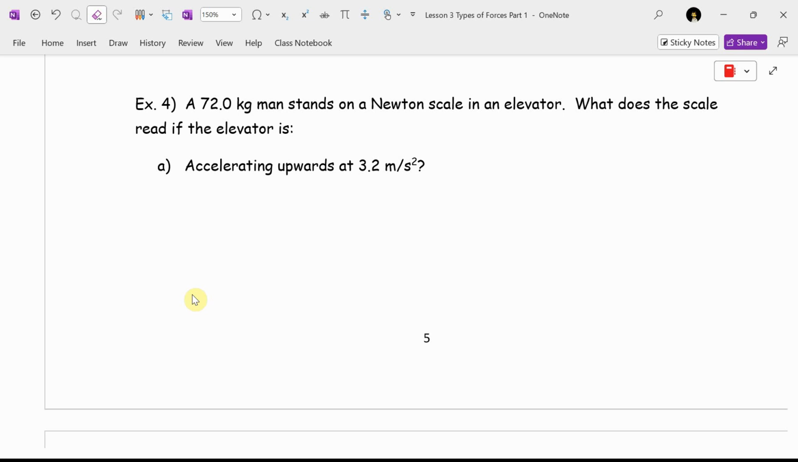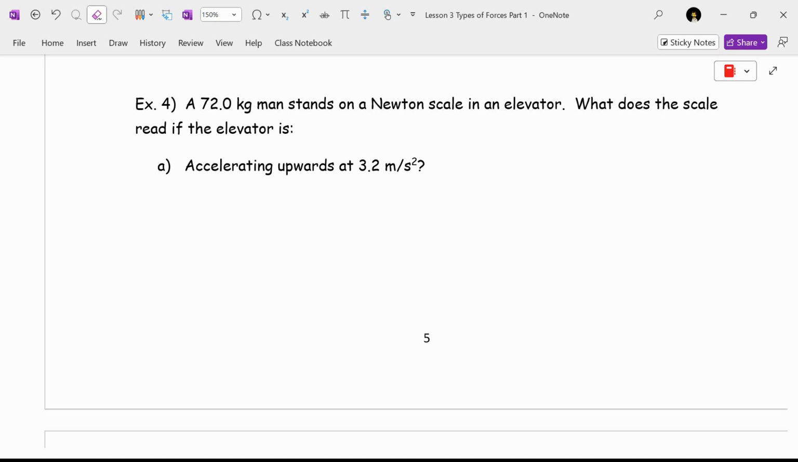So, example 4: a 72-kilogram man stands on a Newton scale. What do I mean by a Newton scale? Instead of a regular scale that displays kilograms, where you'd have to multiply by 9.8 to change it to newtons, it displays newtons. What does the scale read if the elevator is, okay, Gio, which way are we accelerating in part A?